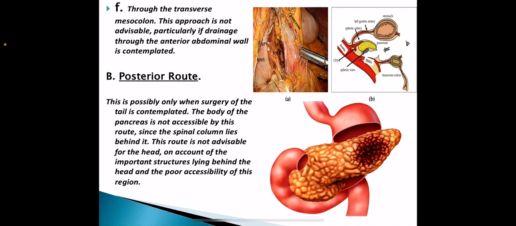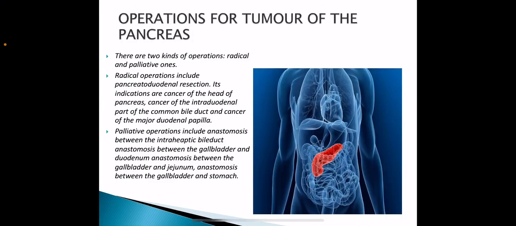E, through the transverse mesocolon. This approach is not advisable, particularly if drainage through the anterior abdominal wall is contemplated. Now we will talk about the posterior route. This is possible only when surgery of the tail is contemplated. The body of the pancreas is not accessible by this route since the spinal column lies behind it. This route is not advisable for the head on account of the important structures lying behind the head and the poor accessibility of this region.